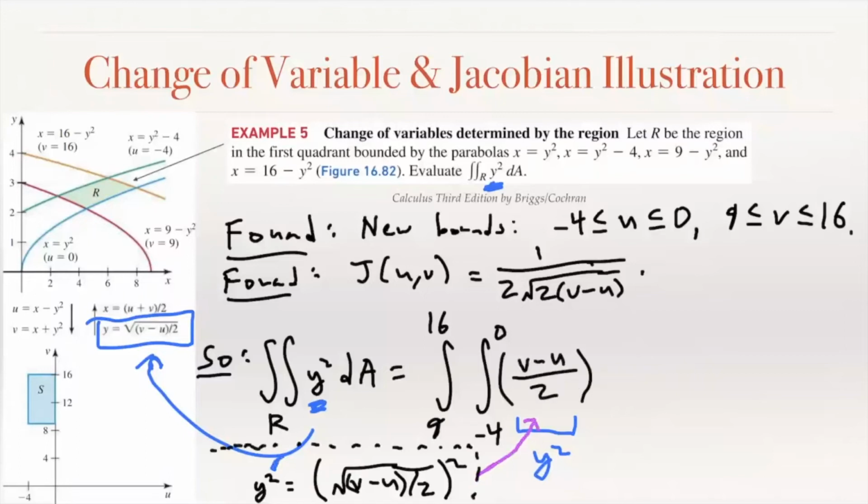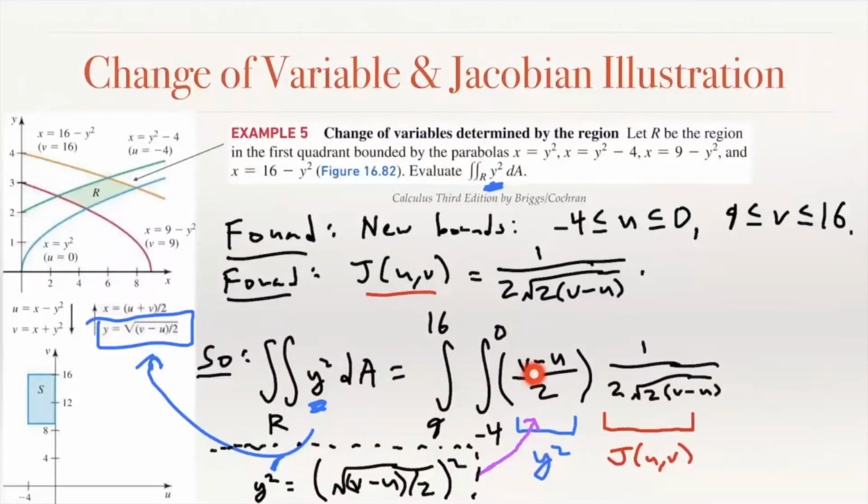Okay, we take that and multiply by the magnitude of the Jacobian, and we computed that that is 1 over 2 root 2 times v minus u. So we got our initial function in terms of u's and v's. We multiplied by our Jacobian on the inside. We have our new bounds in terms of u's and v's, and that is du dv, making sure our variables line up with the bounds.